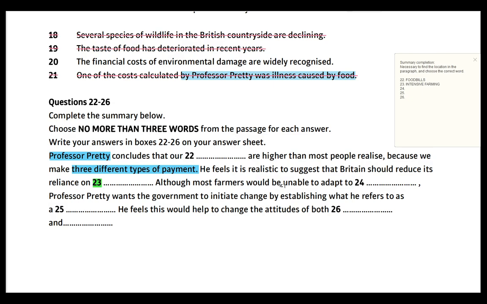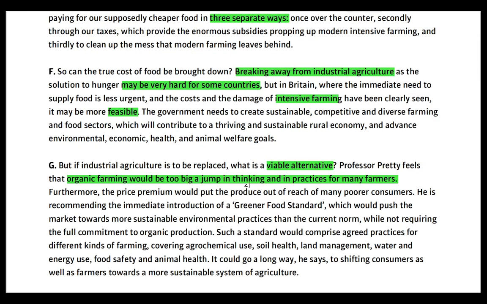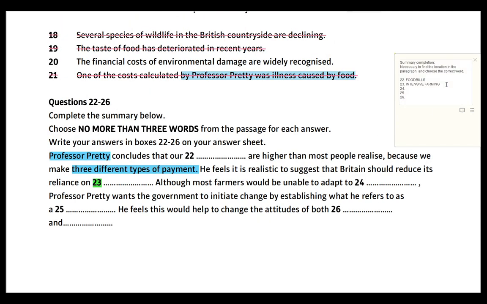So although most farmers would be unable to adapt to, all right, so what was that? Organic farming, right? So I think we have 2 options for that: either intensive farming or organic farming. Number 24, so we answered 24, did we? Reliance, but no, we didn't. Although most farmers would be unable to adapt. No, I'm sorry for that. Organic farming is not going to be that answer. I wrote it for the 24. I missed 24. Sorry for that. There's another mistake we did.